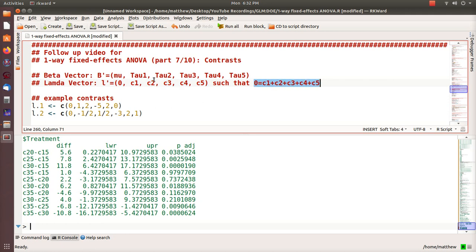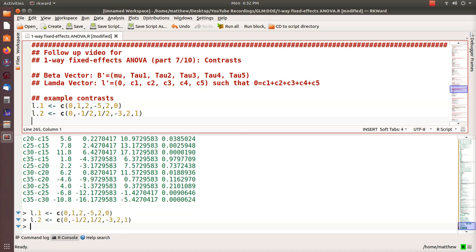And in the video we showed that every contrast of this form is estimable. Remember, in design of experiments, estimable is such an important topic. To be estimable, we have to show that the lambda parameter, or in R we call it L, can be represented as a linear combination of the row space of our design matrix. And that's what we want to do first. So we're going to look at these two contrasts, lambda 1 and lambda 2, and they are contrasts because the components sum to 0.